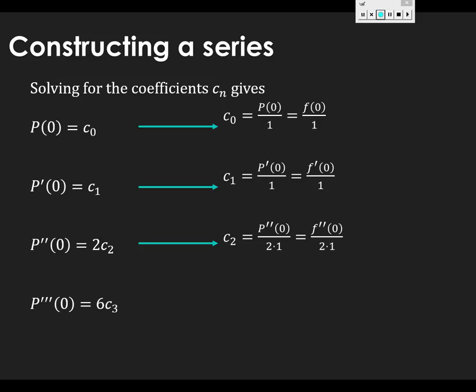Now this one's a little trickier when we get to the C2, right? Because it wasn't true that it's just the second derivative equals C2. That wasn't true. We actually had 2C2. That's okay. I know how to divide by 2. So if I know the second derivative evaluated at 0, I just need to divide that by 2, and I'll have C2.